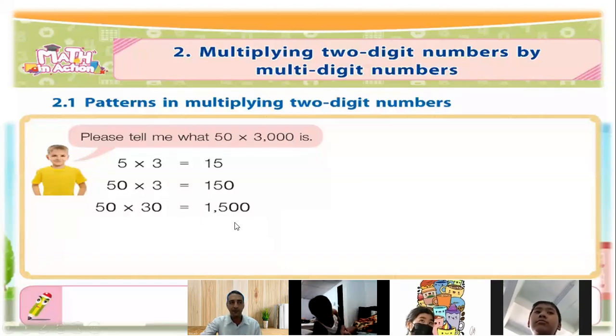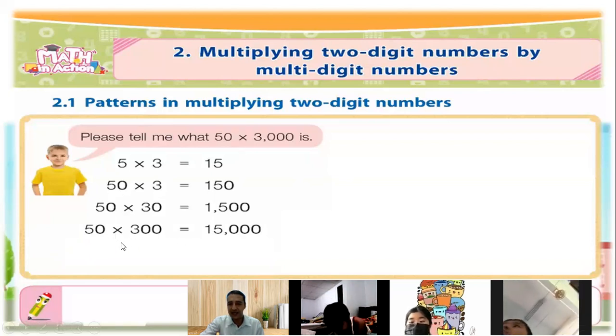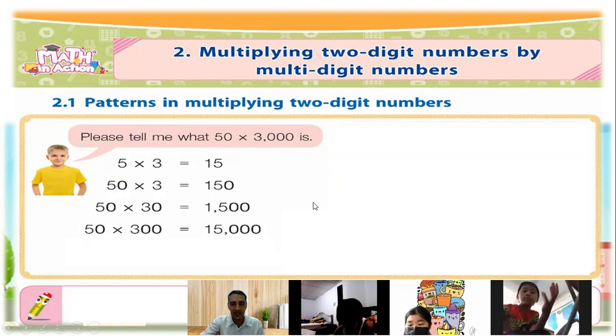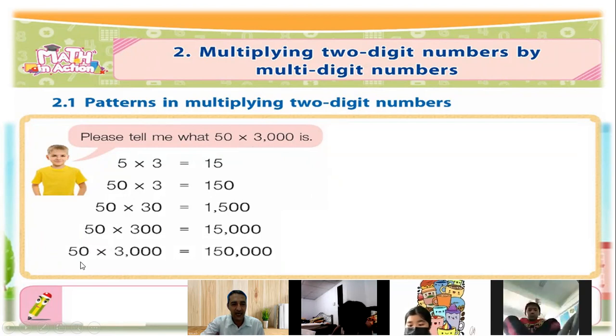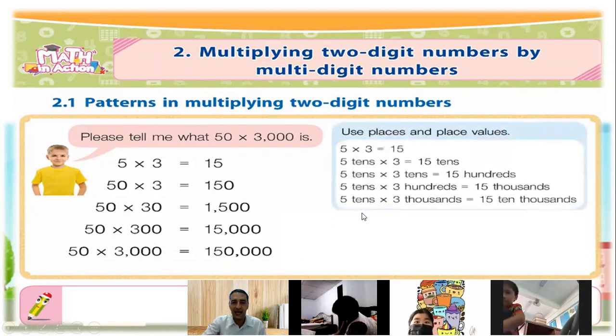1500. Okay, now the fourth step, 50 or 5 tens multiplied by 300s. Okay, so this is the fourth step. All right, now the final one, here we have the number that is 1000, right? So now 5 tens multiplied by 3000, which means it will be 150,000. Okay, so the answer is 150,000.